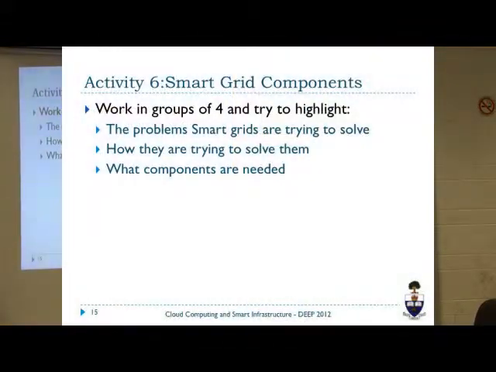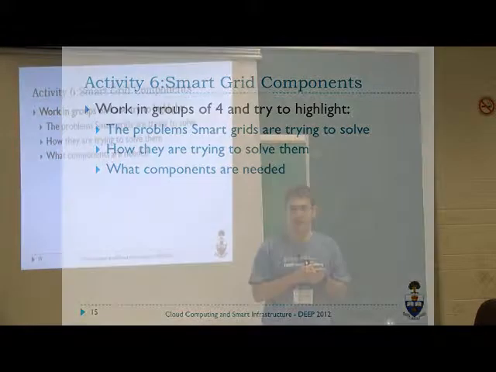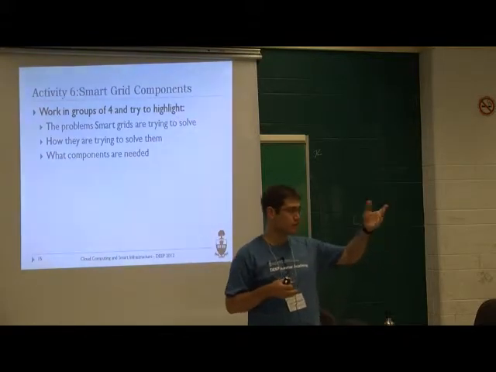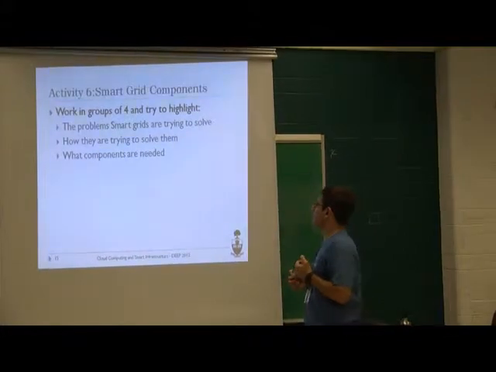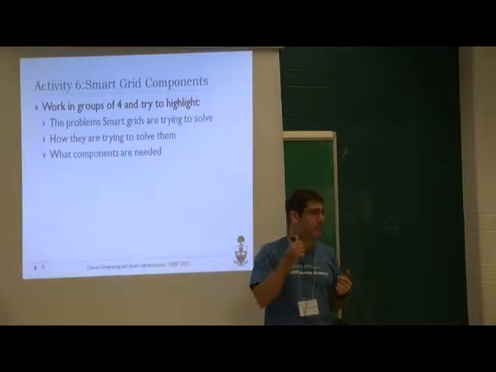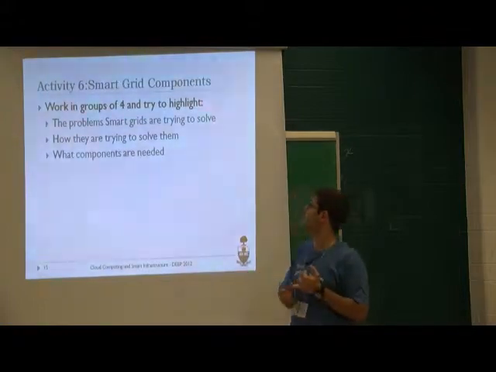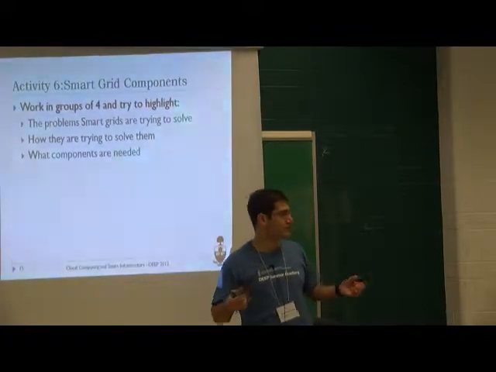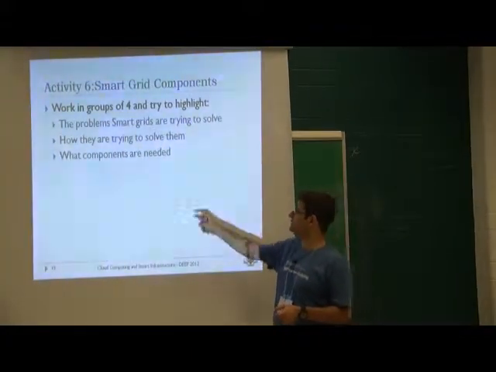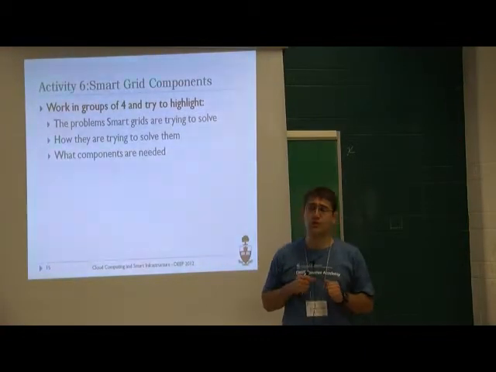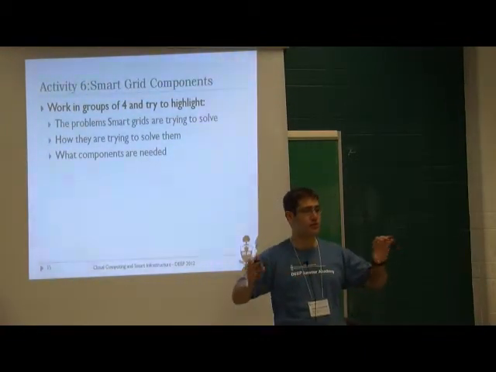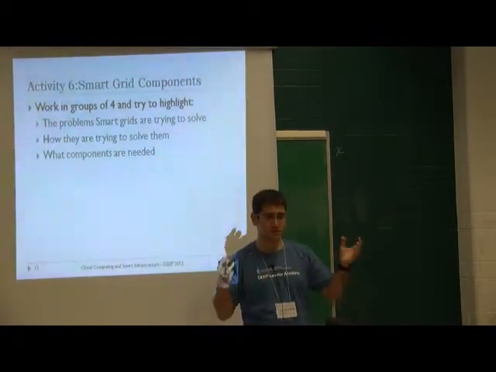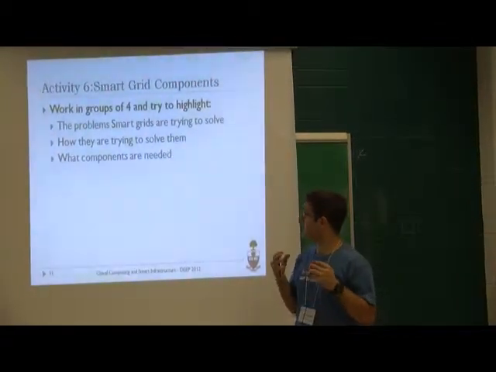Now you saw a 10-minute video of smart grids. You're going to work together in groups of 3 or 4, the same groups that we had yesterday. You're going to highlight what the exact problems are that smart grids are trying to solve. How are they trying to solve them? What are different ways they're trying to solve them? And the biggest thing is what components are needed. What are the different components that you need in smart grids? Try to imagine them. Try to think of them from a smart infrastructure perspective. Be as detailed as you can.